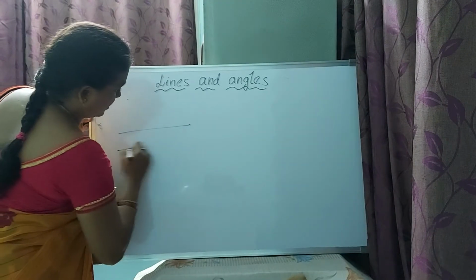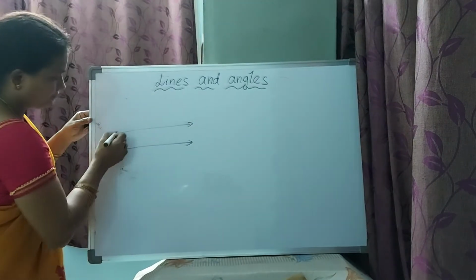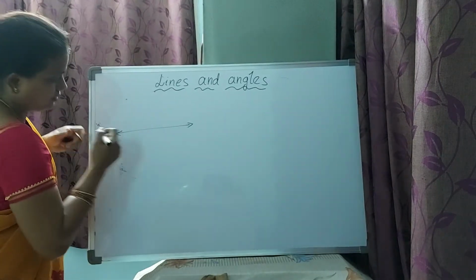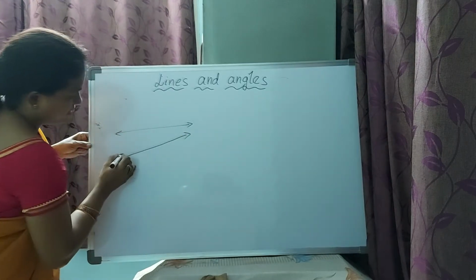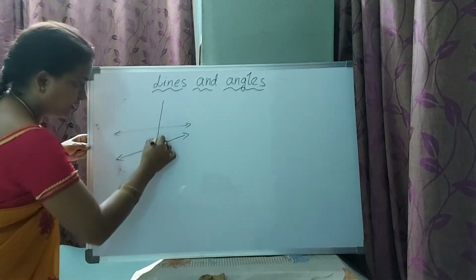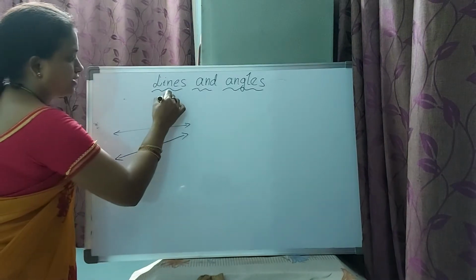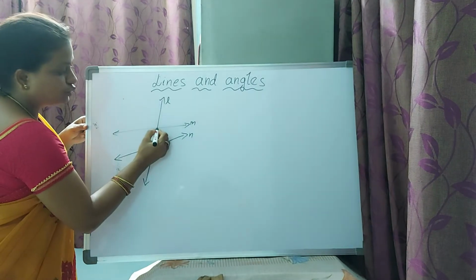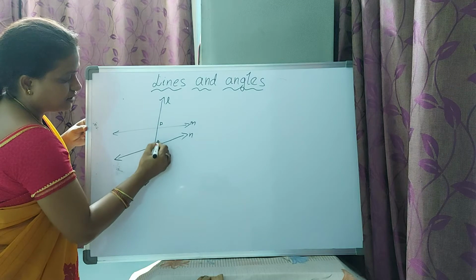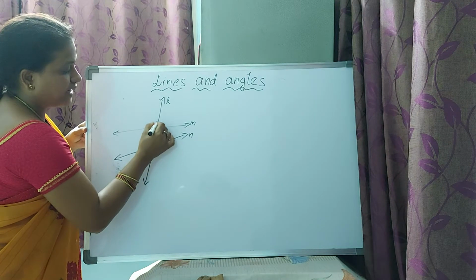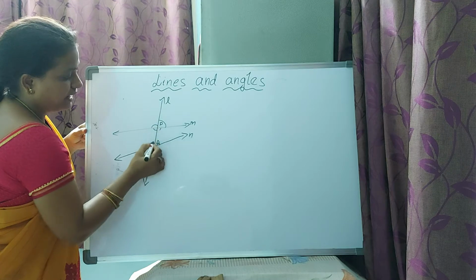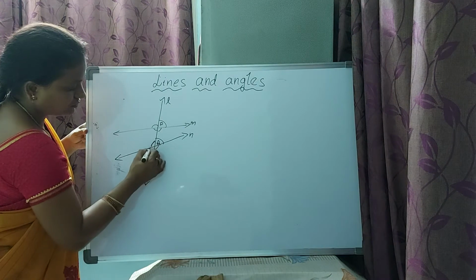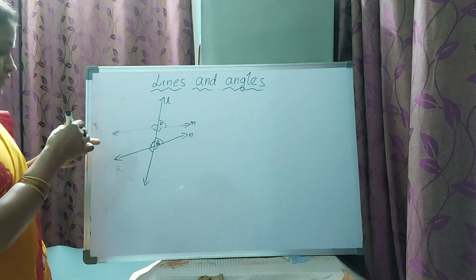If the lines are like this, and a line intersects lines M and N at two distinct points, it forms a total of 8 angles. These are the 8 angles.